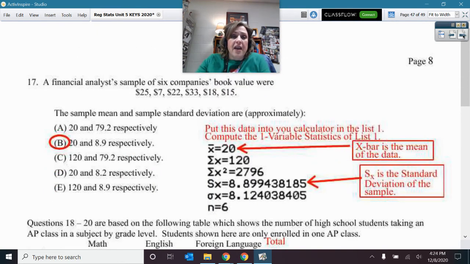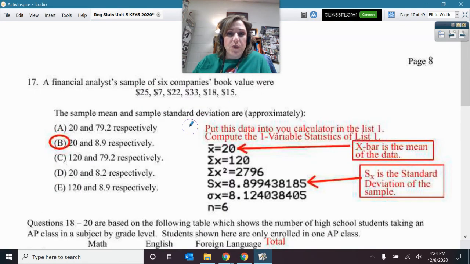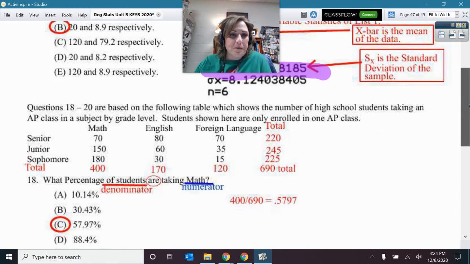All right. Oh, yikesies. I should not have had this problem in there because I forgot that I hadn't taught you how to do that. So we'll just skip that one. We're going to put that into our data, calculate the one variable statistics. X bar is the mean, and then here is the standard deviation. Okay, so forget that one.